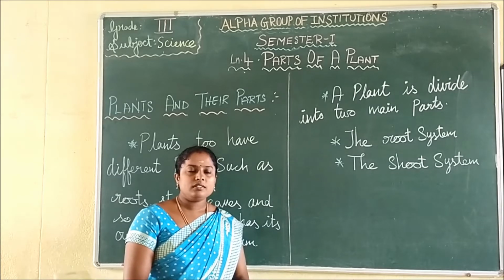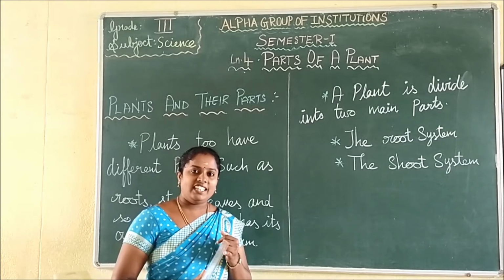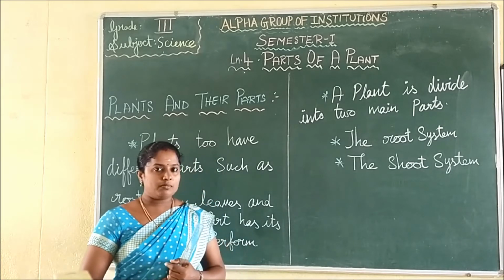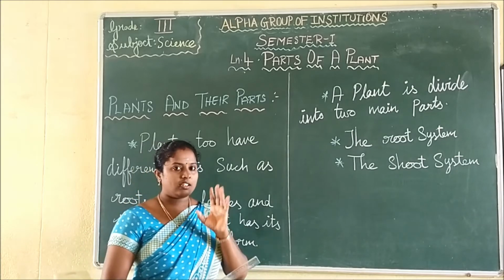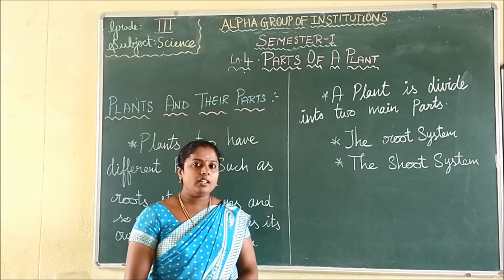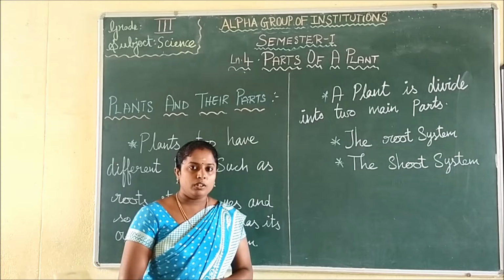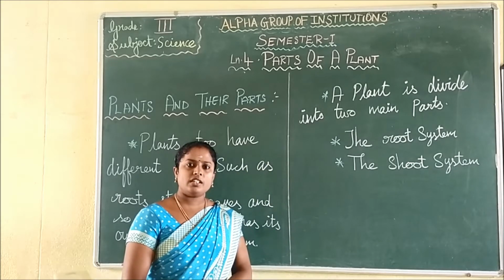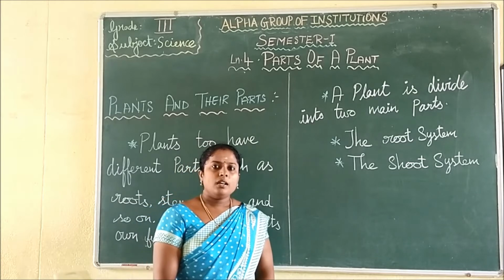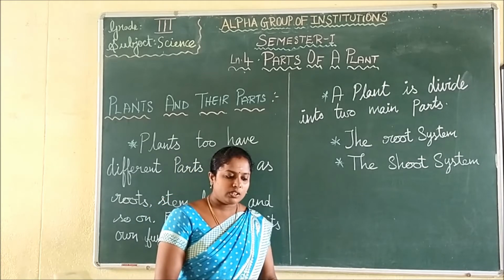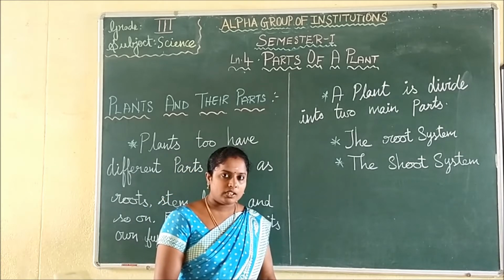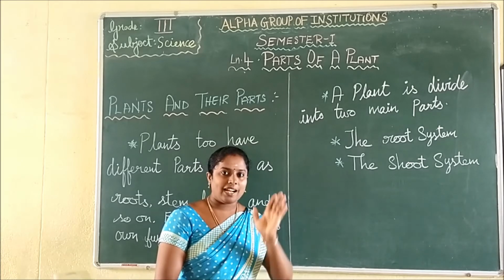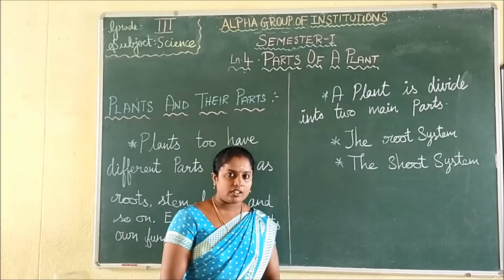What? First one, leaf, flower, fruit. Yes, this will come to your mind. This you are able to see. And what will be down on the sand? How is this tree standing straight? Because of what is down on the earth? Roots. Because of the roots, the plant is standing straight, right?